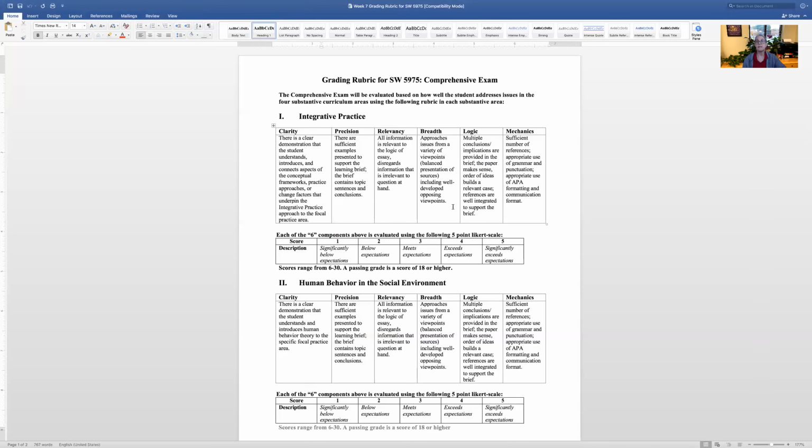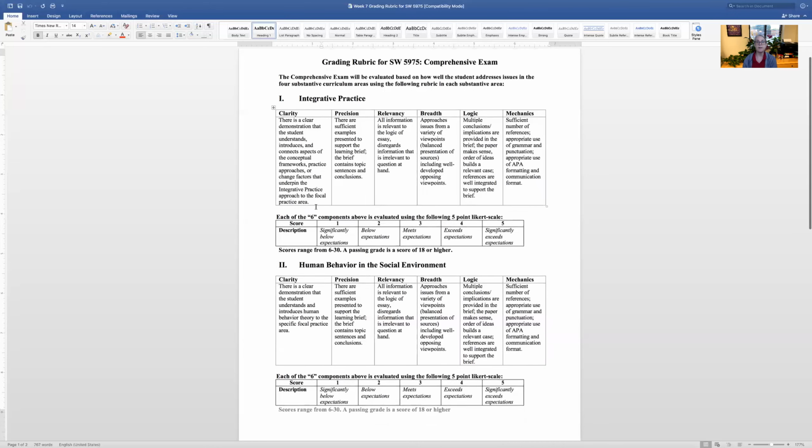The 5th area is logic. Does your paper make sense? Does your argument or your presentation build on your previous paragraphs? Are you making a relevant case? And is there sufficient evidence to support that case? And finally is mechanics, not only of APA formatting, but sufficient number of references, appropriate grammar, spelling and punctuation, etc.